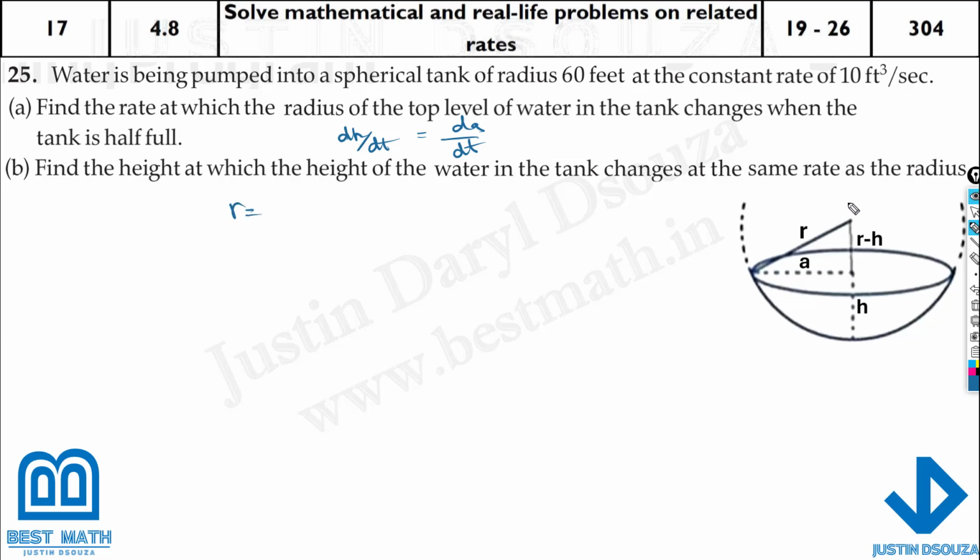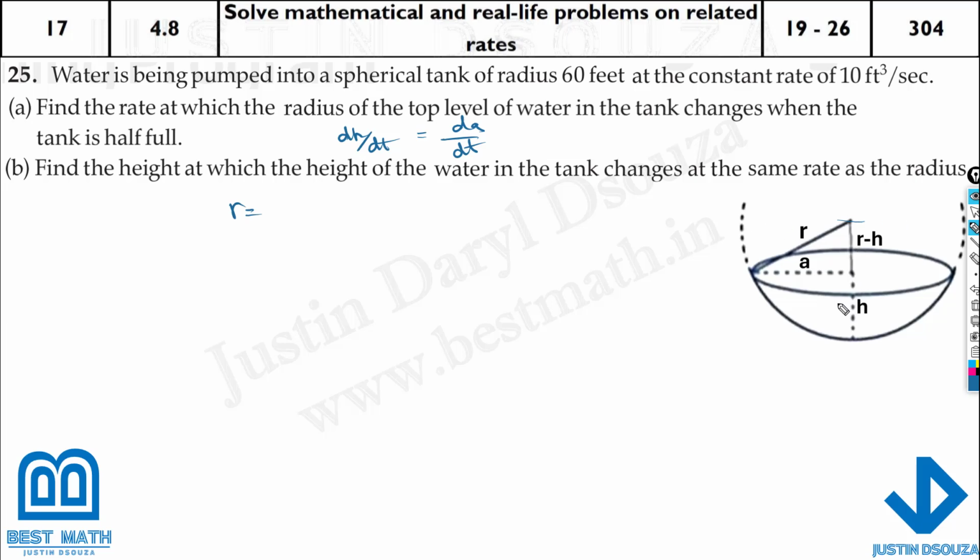What is the radius? Radius is equal to, now imagine this one. Imagine the water is anywhere below the radius. We don't exactly know where the water is, right? But we should know wherever the radius of the water and the height are changing at the same rate. So if that should happen, it must be less than this.